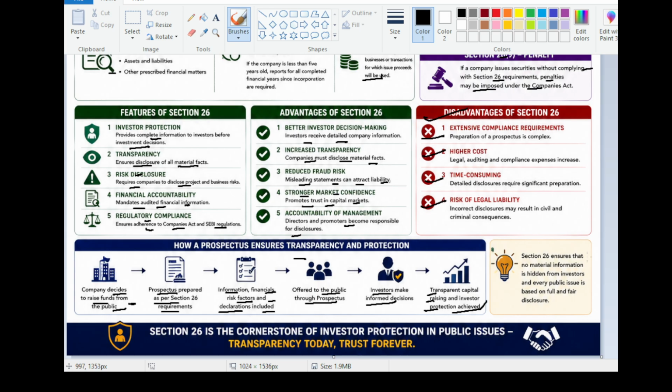Section 26 ensures that no material information is hidden from the investors and every public issue is based on full and fair disclosure. The key takeaway of this section is that it is the cornerstone of investor protection in public issues. Transparency today, trust forever.